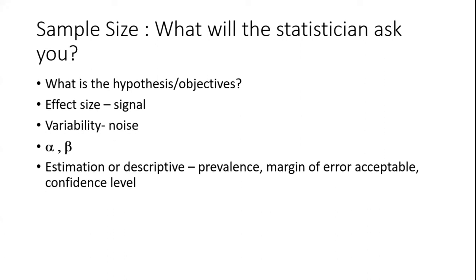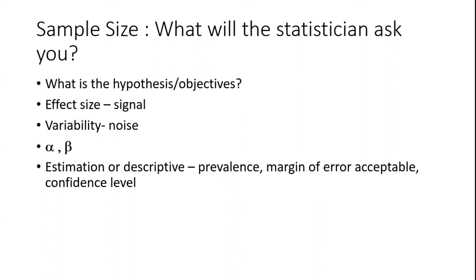But if you are looking at a situation where there is no pre-specified hypothesis, and I want to find out the percentage of diabetes in the community, then I must know what the prevalence of diabetes in the community is, and what margin of error is acceptable. Now, let us say the prevalence in the community is 20%.